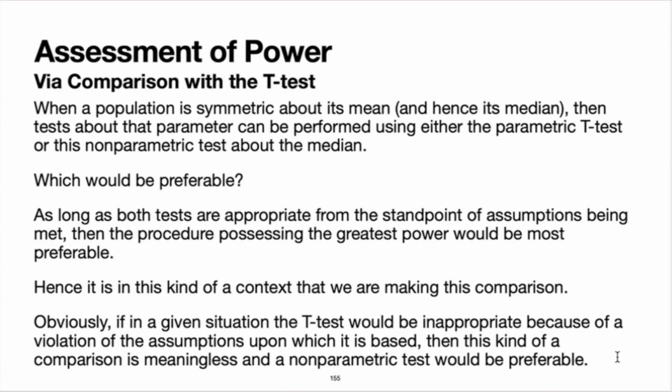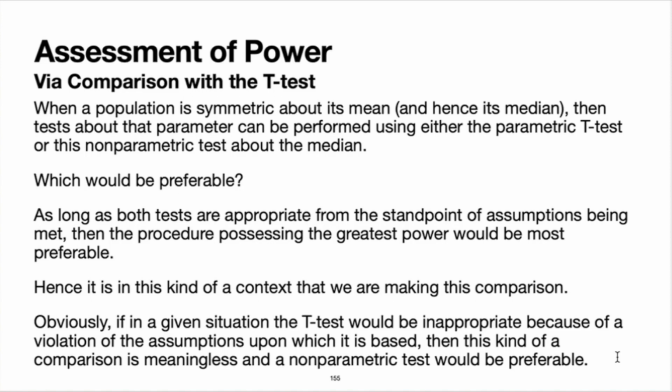When a population is symmetric about its mean, and therefore about its median as well, then tests about that parameter can be performed using either the parametric t-test or this nonparametric test about the median that we've been looking at. Now, which would be preferable? As long as both tests are appropriate from the standpoint of assumptions being met, then the procedure possessing the greatest power would be the most preferable. Hence, it is in this particular context that we are making this comparison.